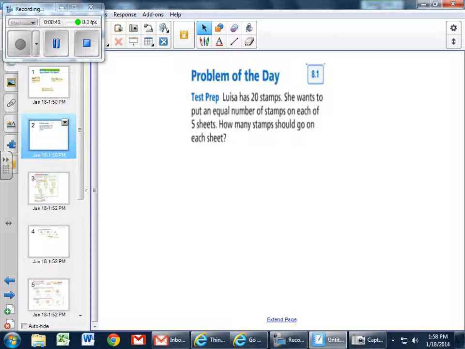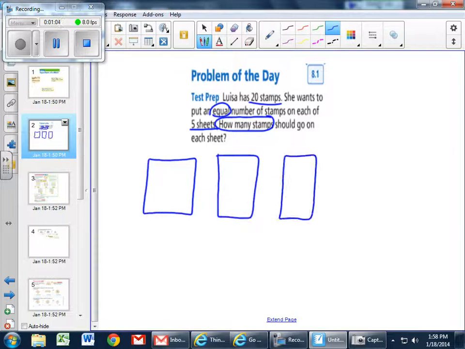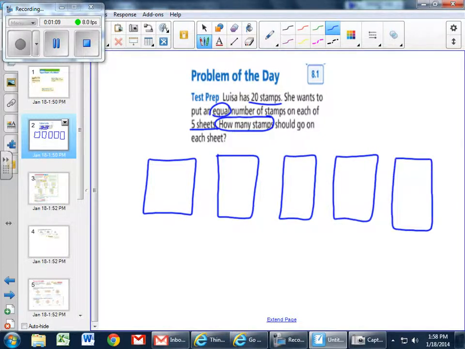Test prep question. Louisa has 20 stamps. She wants to put an equal number of stamps on each of 5 sheets. How many stamps should go on each sheet? So, how many sheets did she want? She wanted 5 sheets. So we need to draw 5 sheets. And how many stamps should she have total? She had 20. So we're going to count out 20.